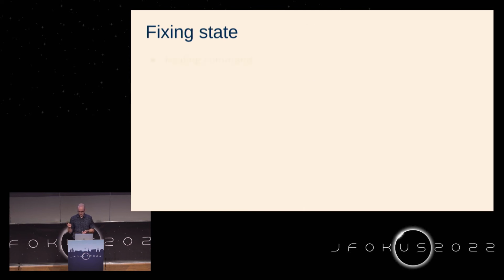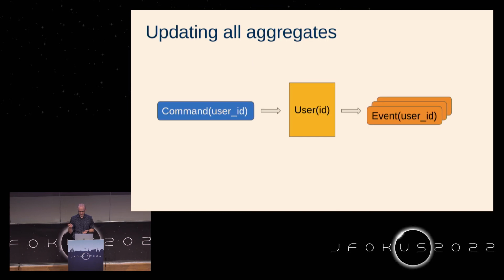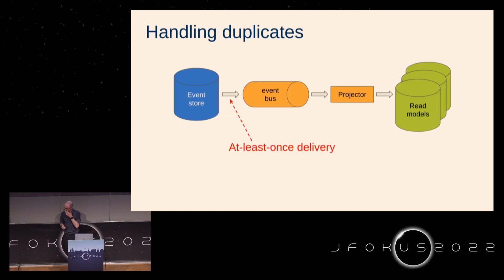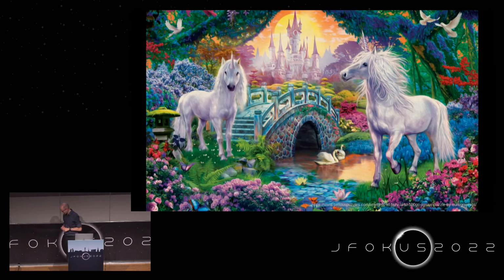Fixing the state. This one is boring. This one is boring as well. Handling duplicates. Oh my God, this is a nightmare in distributed systems. So let me tell you a story. This is a fairyland, and this first unicorn is called exactly once delivery, and the second one is called transaction between two aggregates. None of them exists.